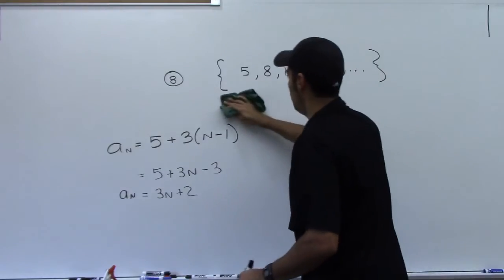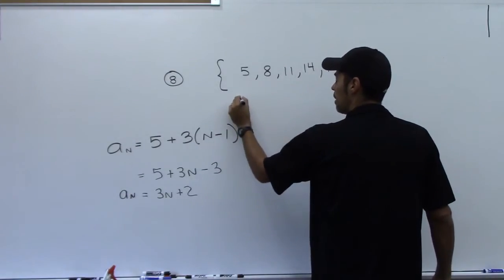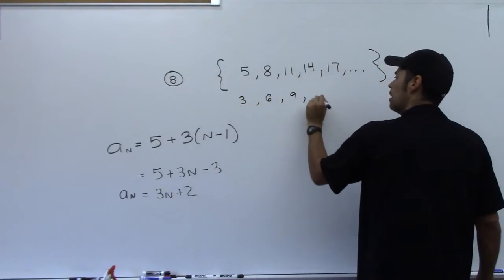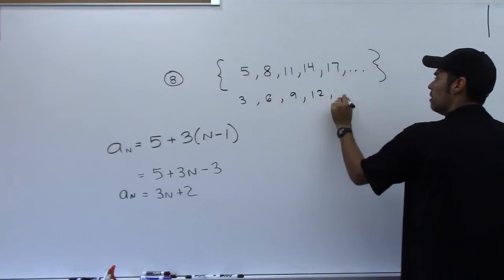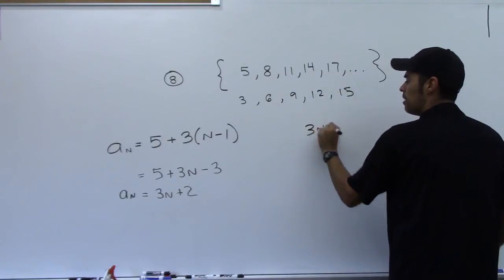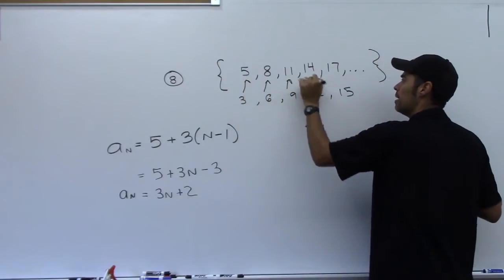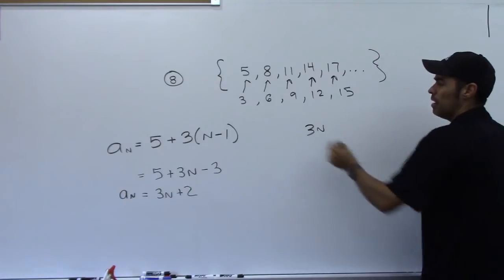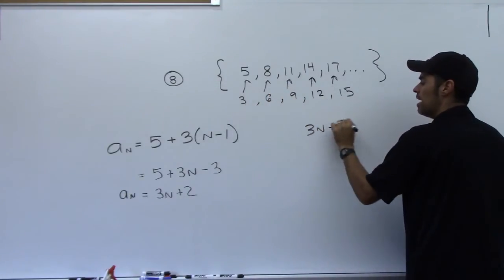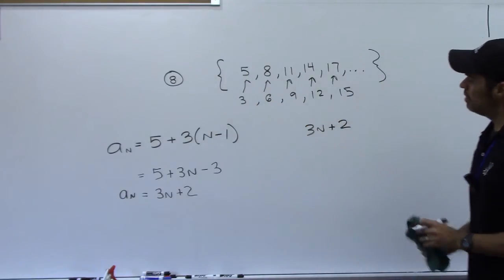If I start this problem over in retrospect, if I write down all the multiples of 3, we get 3, 6, 9, 12, 15. Those are the multiples of 3, and I could create that using 3n. Each of these is just the multiple of 3 plus 2. Take 3, add 2, take 6, add 2, take 9, add 2. So if I just add 2 to each of these numbers, I should create this list.